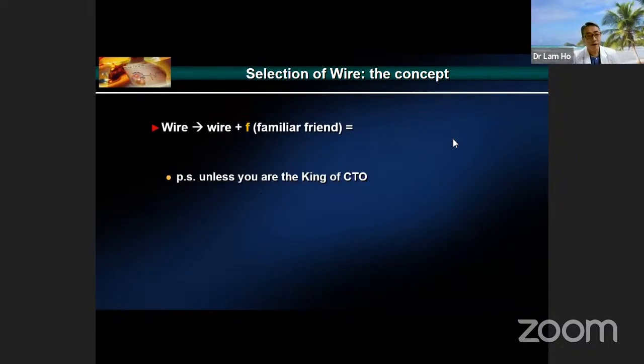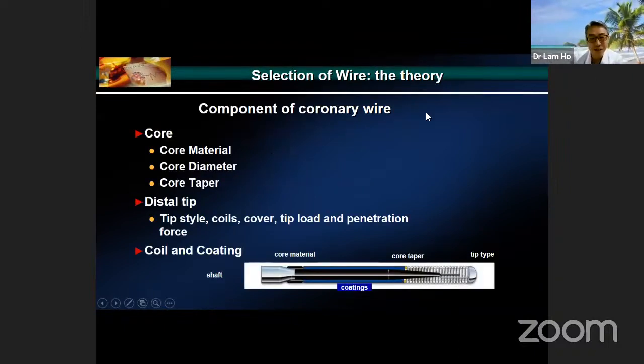Another thing is the wire. This I learned from Paul Cow. When you repeatedly use a wire, you become very familiar with it, and it becomes your familiar friend, and we pay the arrow, and the wire will then become your wife. So you can't have many wives. You need to be familiar with the wire you like, except if you are the king of CTO. Of course, for a king you can have many wives. Otherwise, maybe just few.